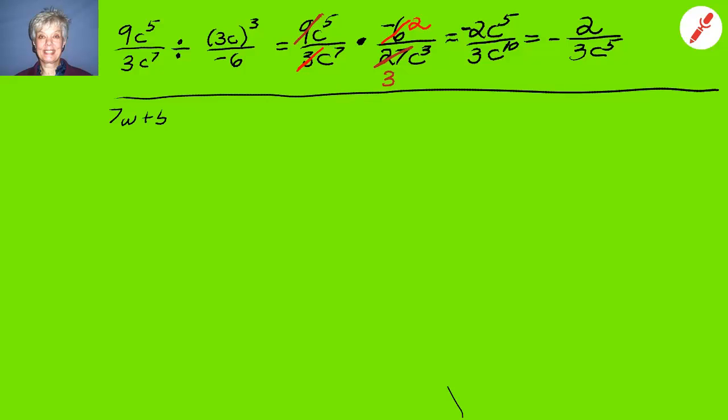All right, let's do this now. We're going to have 7w plus 56 over -20 divided by 3w plus 24, I'm sorry, plus 2 plus 24, over 25.